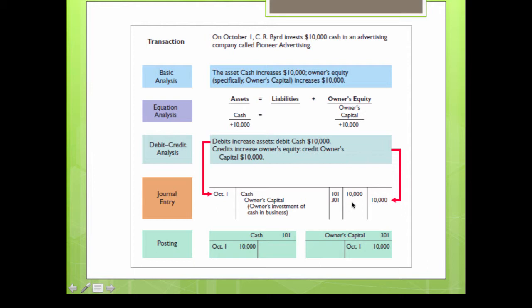And lastly, you will post it in the ledger with the corresponding accounts. Okay? That's basically what you're going to be doing this whole entire chapter.